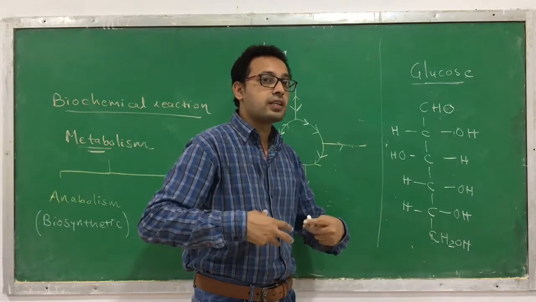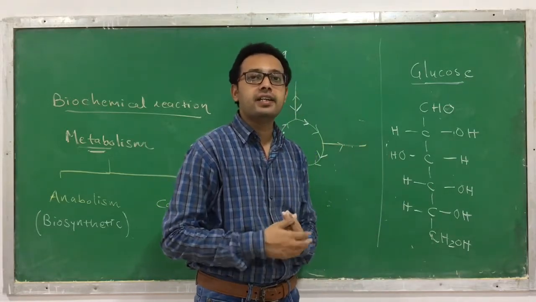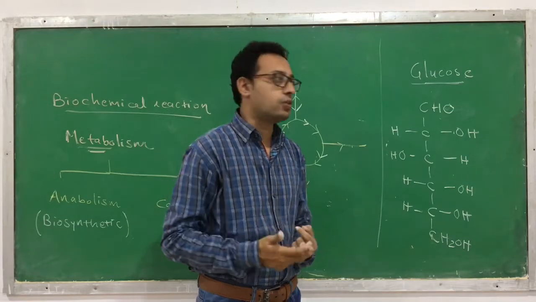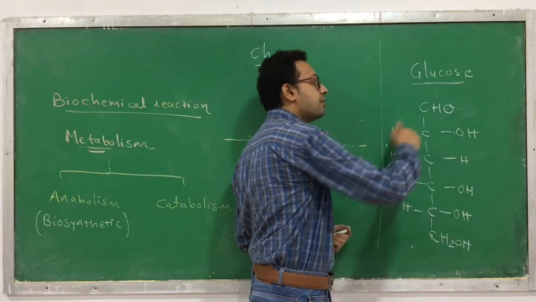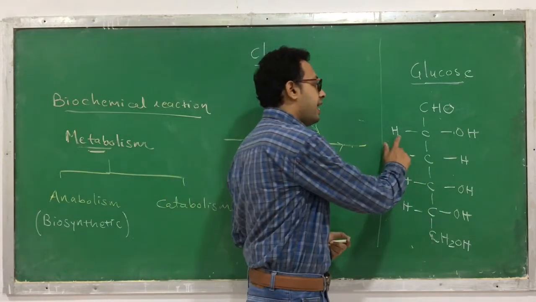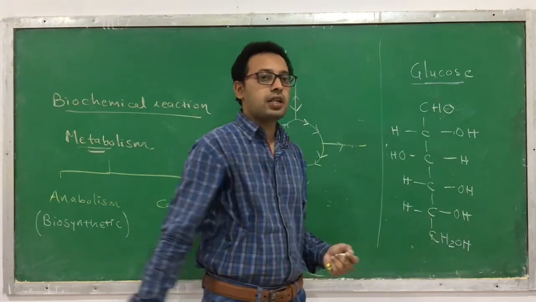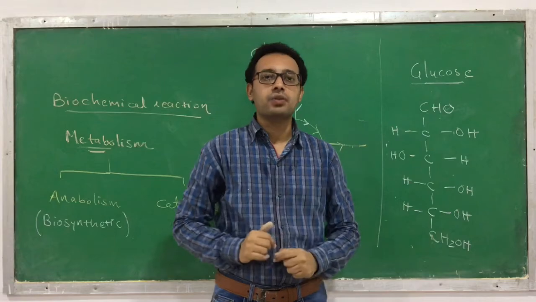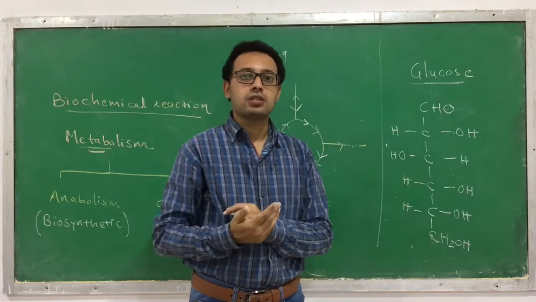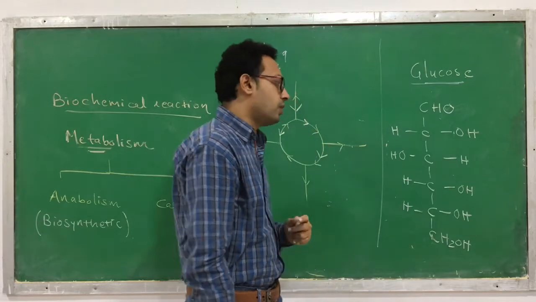Then you have to determine whether it is an aldose or ketose. Aldose means it contains an aldehyde, or ketose means it contains a ketone. Glucose is an aldose sugar, means it contains aldehyde. So the first carbon is CHO. The rest are H OH, OH H, H OH, H OH. Clear? This is also H OH, but here the direction is different, so it becomes OH H. Okay? Clear? So this is the structure of glucose molecule.